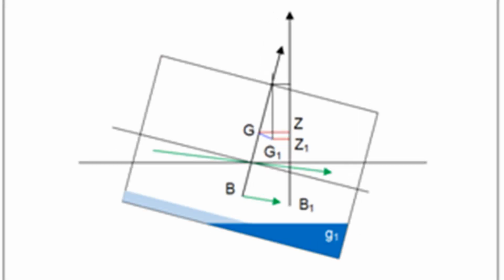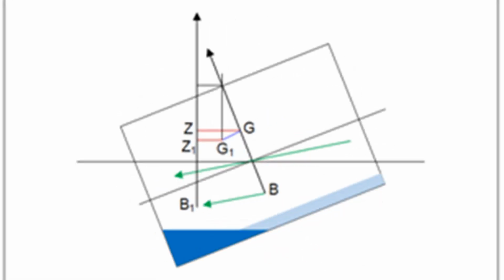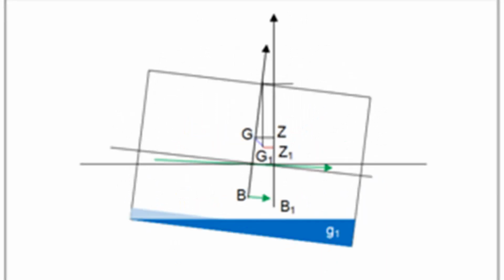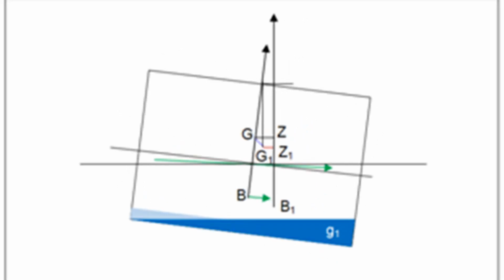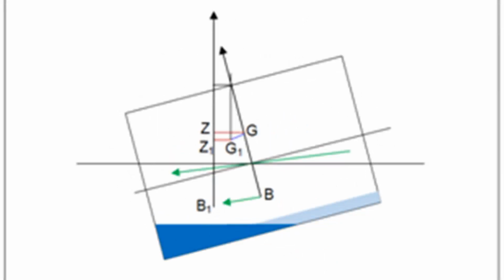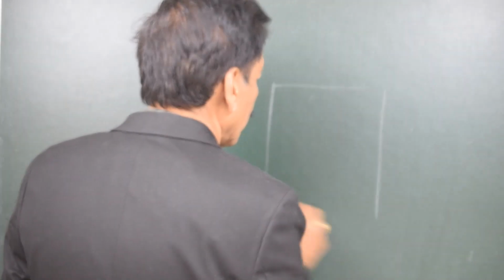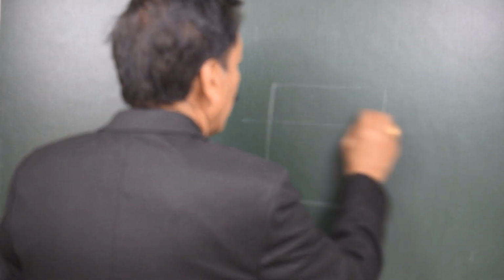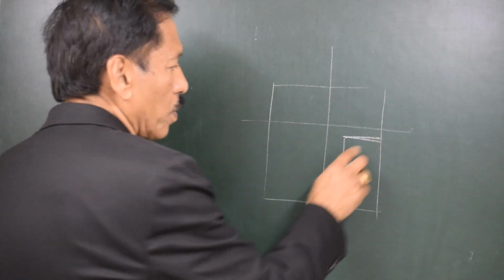So please understand one thing. If somebody says that free surface effect causes the righting capability of the ship to be reduced, that is absolutely correct. So what are the things which are important? Like onboard ship, if we have a tank, say for example, you have a tank over here, right? You have a tank over here.